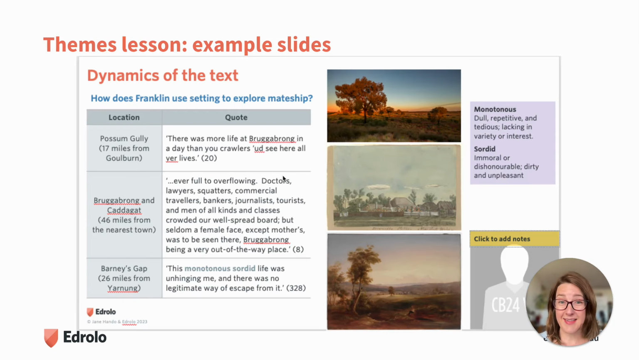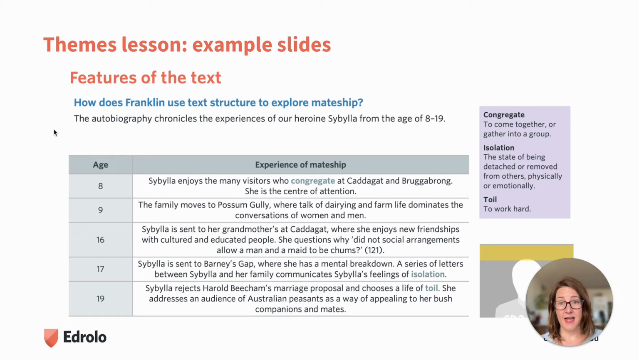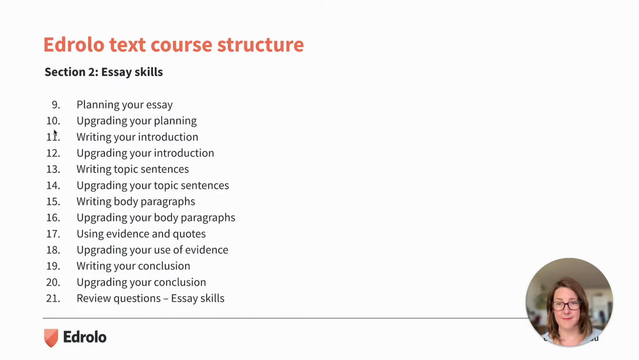Just a quick couple of example slides as a sneak peek. These haven't been recorded yet, so you're looking behind the curtain at the moment. Some example slides from a theme lesson on My Brilliant Career. So this is dynamics of a text. So this is looking at how Miles Franklin uses setting to explore the theme of mateship in the novel. And then a slide looking at how Franklin uses text structure to explore the theme of mateship. So one looking at dynamics of the text, one looking at features of the text. And all text course lessons, the themes lessons, will cover both of those elements.